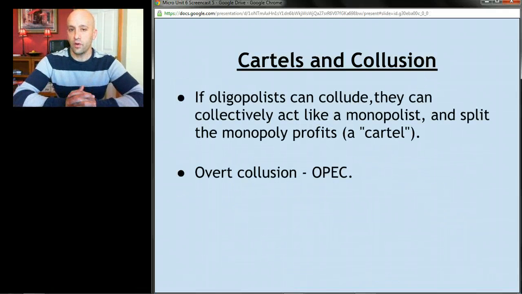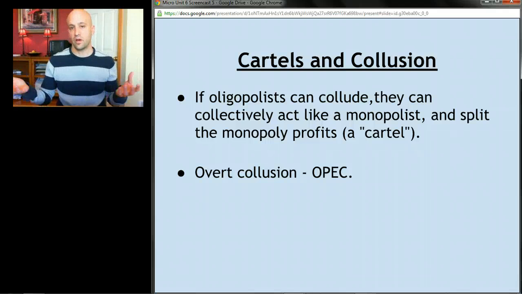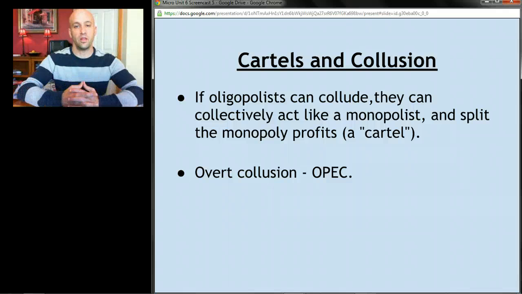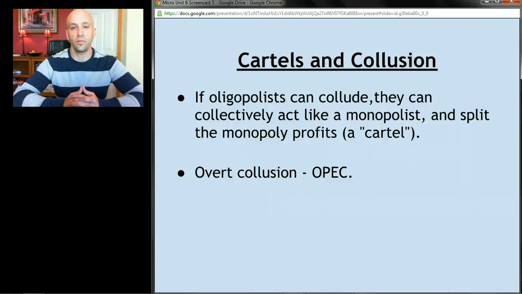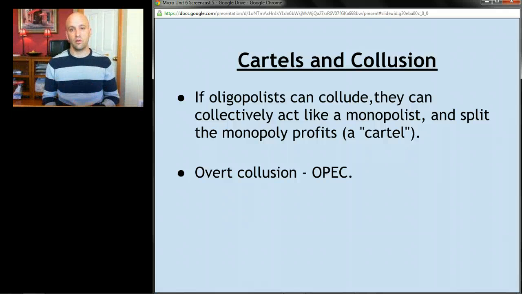So an example of overt, obvious collusion might be OPEC, the oil-producing countries. Every year, Saudi Arabia, Venezuela, and other countries get together and make a deal. They say, hey, we're producing a lot of oil. Why don't we cut back our quantity, reduce our production, think about the demand curve, and jack up prices on everyone? So inevitably, every single year, they get together in some Middle Eastern country and make a deal. Let's all cut back our production and jack up our prices.